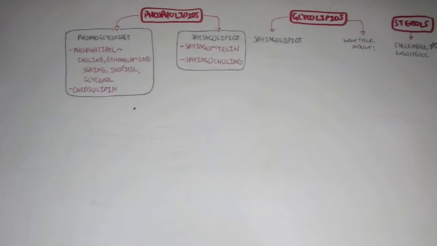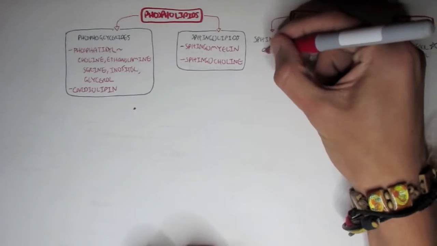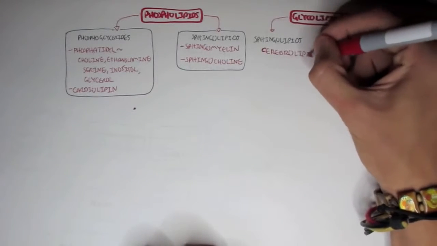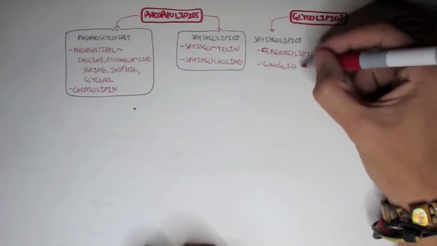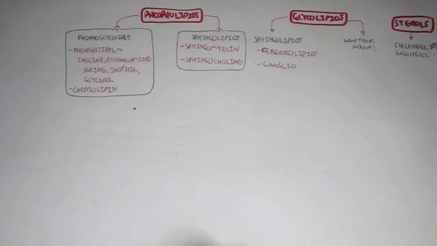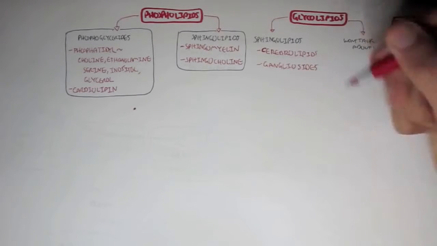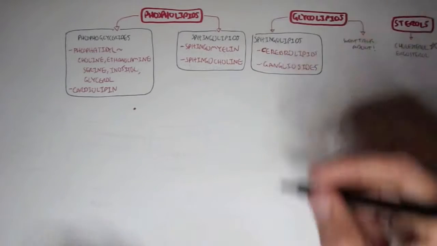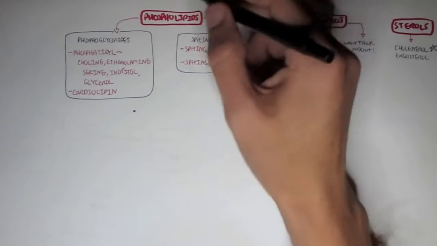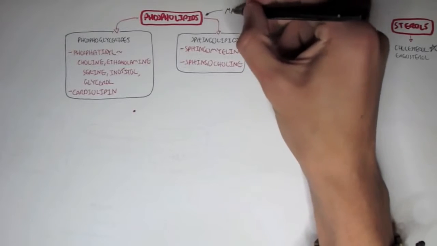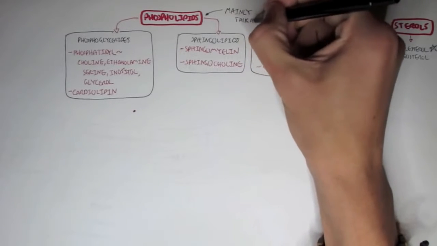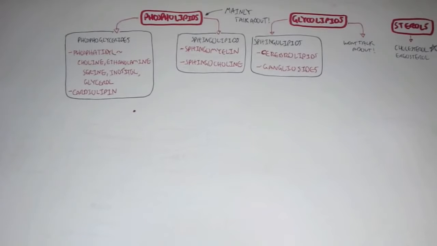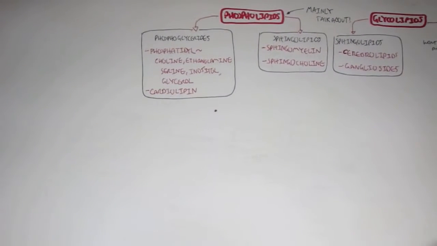The sphingolipids, there are two main ones. There's sphingomyelin and sphingocholine. For the glycolipids, the sphingolipids, there are cerebrosides and gangliosides. But we will be mainly concentrating on the phospholipids because they are more plentiful in the cell membrane, I would say. So we'll look mainly at the phosphatidyl group and also the sphingomyelin.